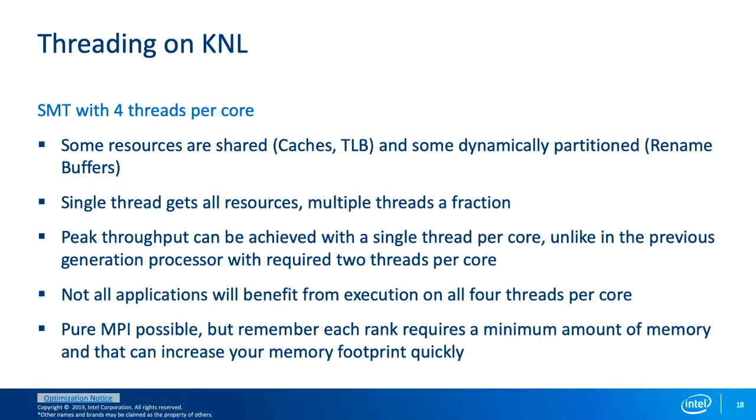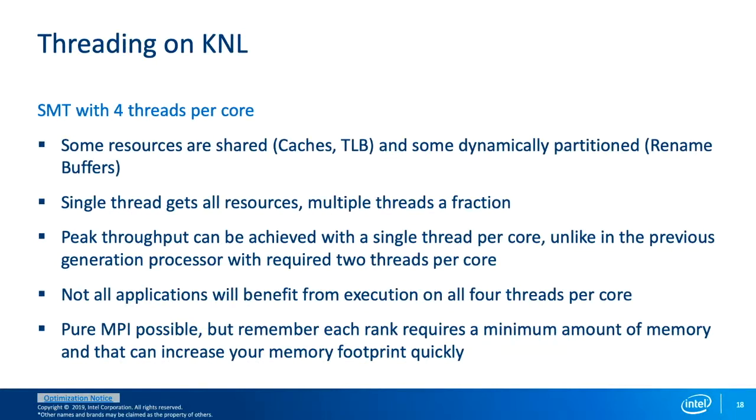Thanks. So in terms of threading, this is a processor that has SMT with 4 threads per core. Now, in the execution pipeline in the core, some of the resources are unique per thread, and some of the resources are shared. So the fact that you can execute 4 SMT threads per core does not mean you should. You might get an advantage from doing that, depending on your code structure and requirements, or not. So not all codes will scale nicely.